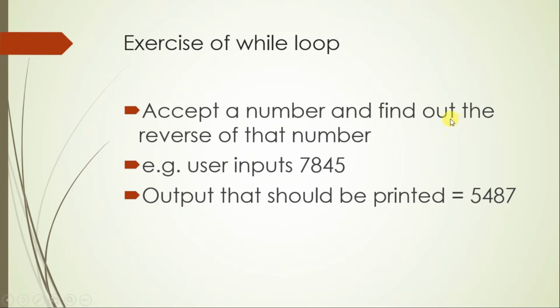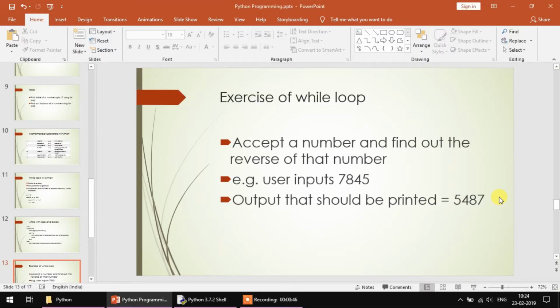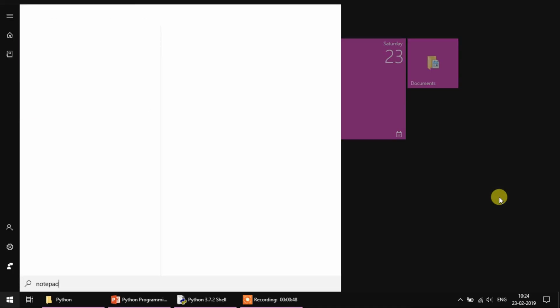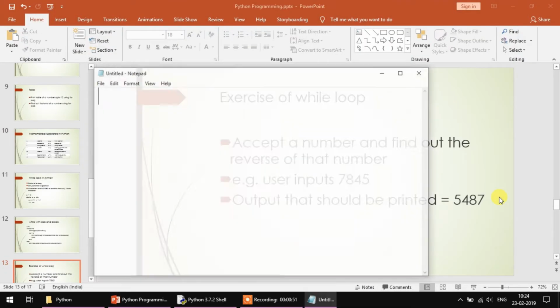Accept a number and find out the reverse of that number. For example, if you have accepted say 7845, then the output that should be printed is 5487. We need to compute an exactly reverse number, 5487, like that. Now if you have to perform this, first of all what you should do is you must open a notepad or do some exercise on paper.